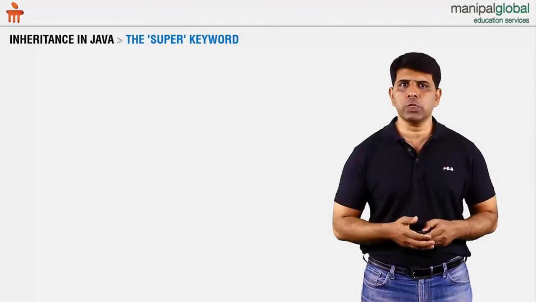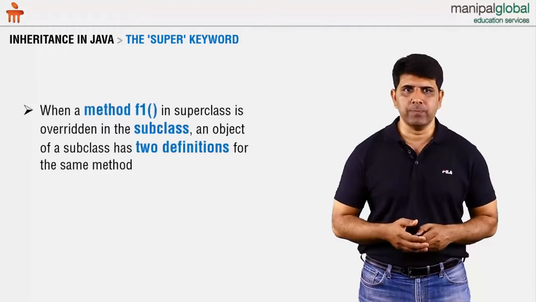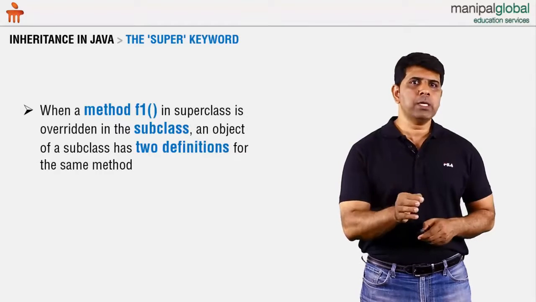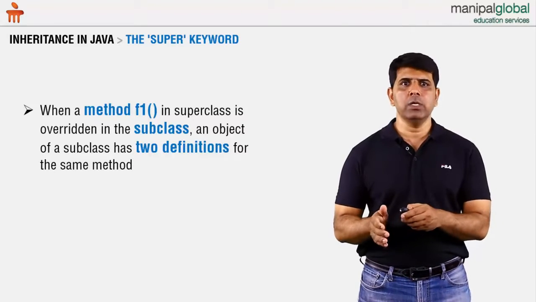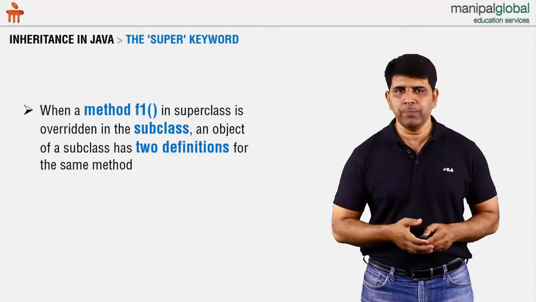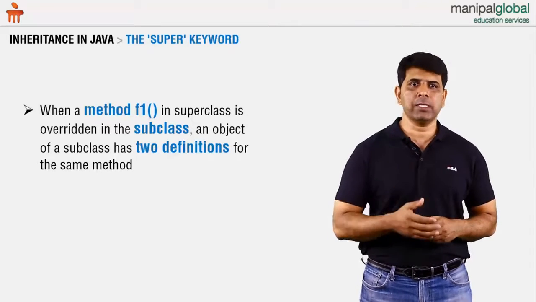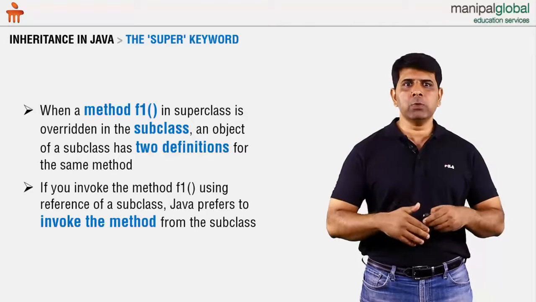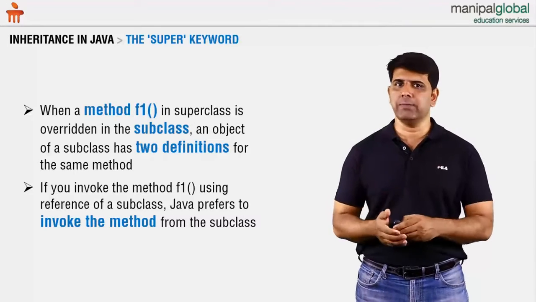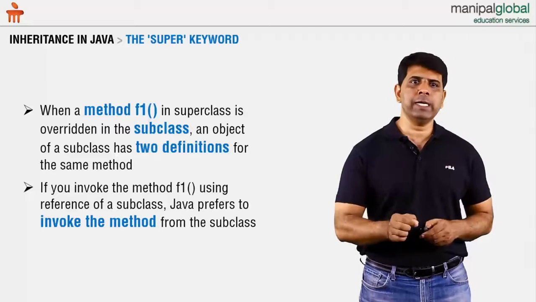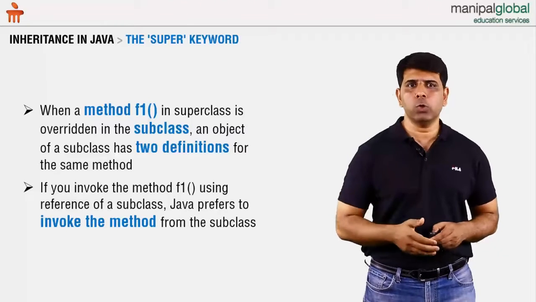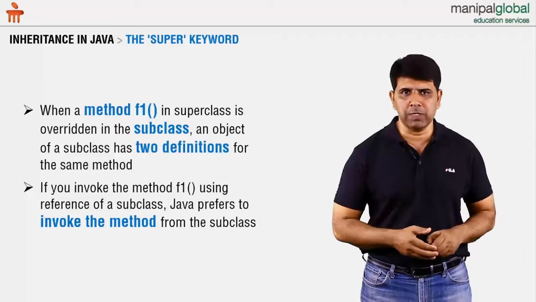Now you can also use the super keyword at some places. For example, method F1 in a superclass is overridden in the subclass. An object of the subclass has two definitions for the same method F1. But if you invoke the method F1 using a reference of the subclass, Java prefers the one that is overridden, that is coming from the subclass.